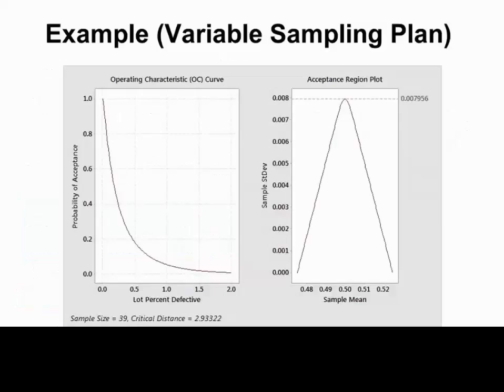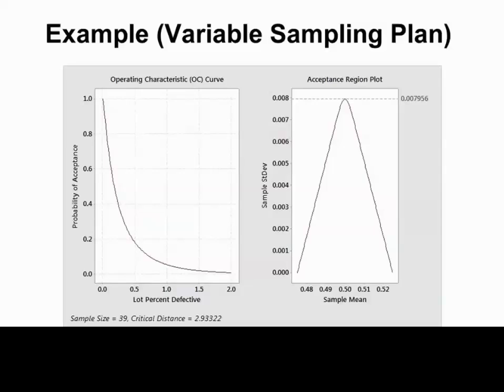That means, if your curve is real tight in here, then your spec limit is many standard deviations away from the mean. So things look really good, versus the curve has more variation and your spec limit's not enough standard deviations away. So just like with the attribute plan, you can have an OC curve generated. Okay. And then what this plot shows you is called the acceptance region plot.